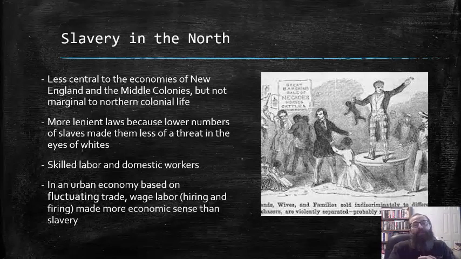Most of the enslaved population in the North, as opposed to working in the fields on farms, were actually skilled labor, blacksmiths and coopers and carpenters, or domestic workers. In an urban economy that was based on fluctuating trade, wage labor, which allowed for hiring and firing to meet the up and down nature of demand in a free market economy, made more economic sense than slavery. So wage labor quickly developed into the dominant form of labor as opposed to slavery in those northern colonies.